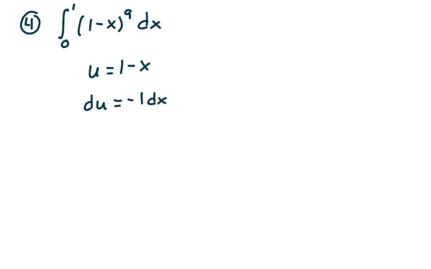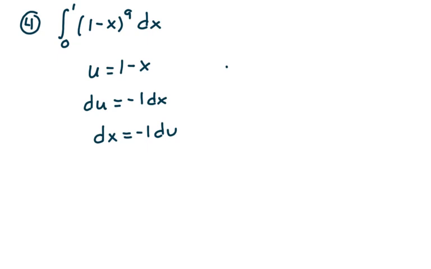Suppose we have the integral from 0 to 1 of 1 minus x to the 9th dx. So here's how this one works. I'm going to let u equal 1 minus x. We call this the substitution rule. Du is -1 dx. If I solve for dx, I get -1 du.